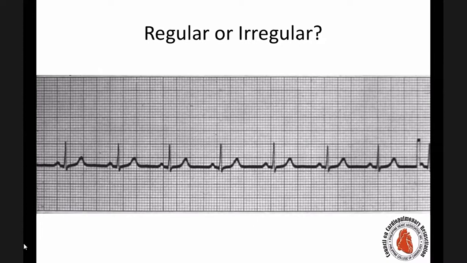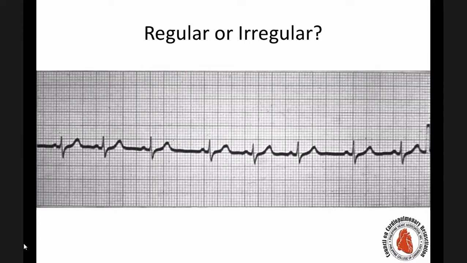Is this regular or irregular? Ano sa tingin nyo? Irregular. I agree to that. But there are PQRS in every beat. So somehow, normal siya na naging irregular. So this is a typical example of a normal sinus rhythm with sinus arrhythmia. And hold on to that. I will talk about sinus arrhythmia in the next slides.